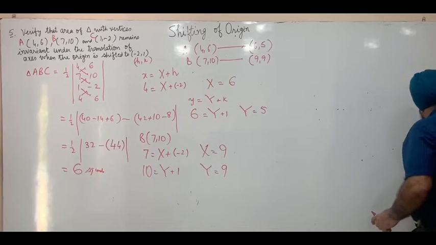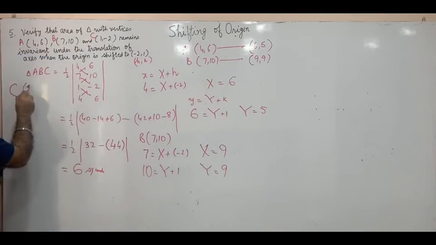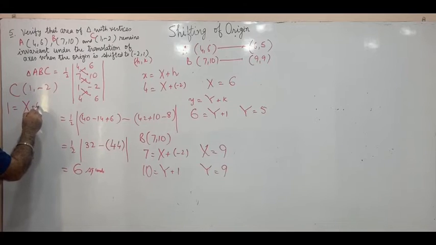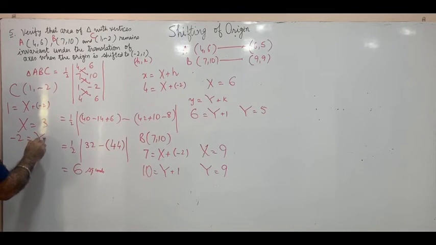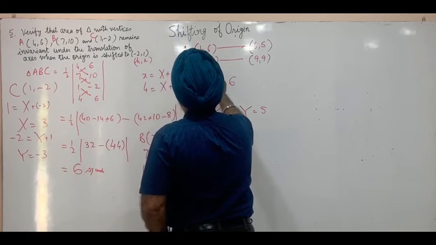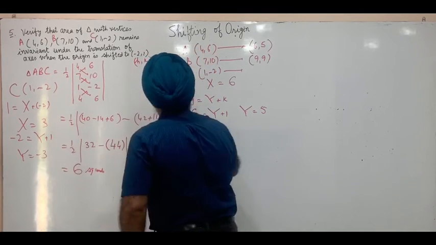Likewise, we find the coordinates of C. C is (1, minus 2). 1 is X plus h, h is minus 2. So X is 3. The y coordinate minus 2 is capital Y plus k. This is minus 3. So C with initial coordinates (1, minus 2) has now (3, minus 3).